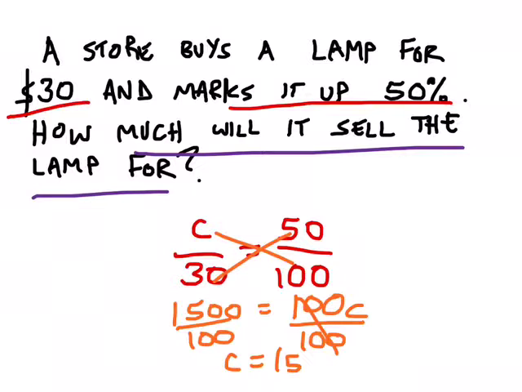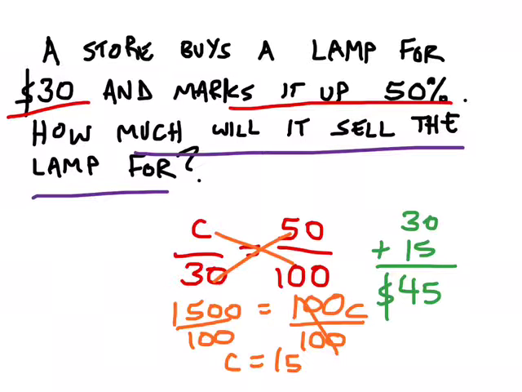Since this is markup, they're going to be adding it on. So the original lamp was a $30 lamp, and they have added on or marked it up by $15, which is 50%, and it will now cost $45, and that's the answer to my question. So they'll buy it for $30, and with a 50% markup, the store will sell it for $45.